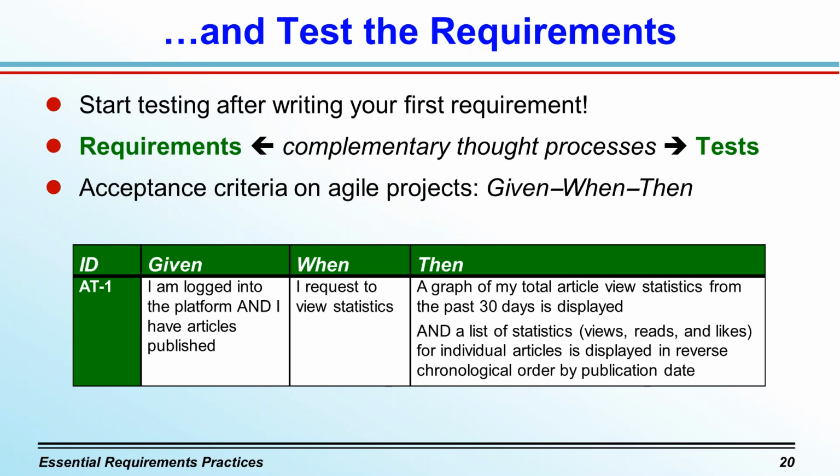Think back to the user story we saw earlier. As an author, I want to view the statistics for my articles so that I can see which topics my readers enjoy the most. Well, here's one acceptance test you might write for that story. We give it an ID, AT1. Given that I am logged into the platform and I have articles published, when I request to view statistics, then some things happen. I see a graph of my total article view statistics for the past 30 days and some details. So this is how you can precisely define what should happen under these circumstances. It's a nice way to write tests.